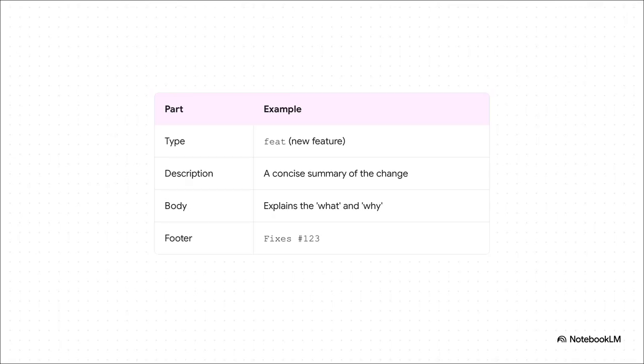And just making commits isn't enough. How you describe them is a huge part of being a pro. Take a look at this. This is an example of what's called conventional commits. You see, it has a type, like feat for a new feature, a quick description, and then more detail below. Following a standard like this makes your project history so much easier for anyone, including your future self, to understand.